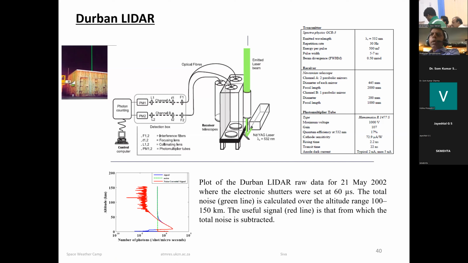Two will be measuring the molecular scattering, the Rayleigh part, so that we are able to measure the temperature. And then the smaller telescope is used for the aerosols. It's almost similar to what has been classically used in NRL as well.